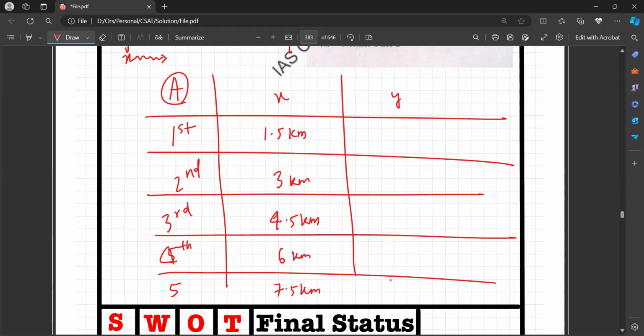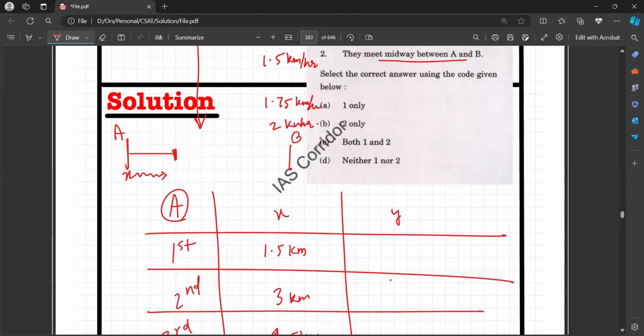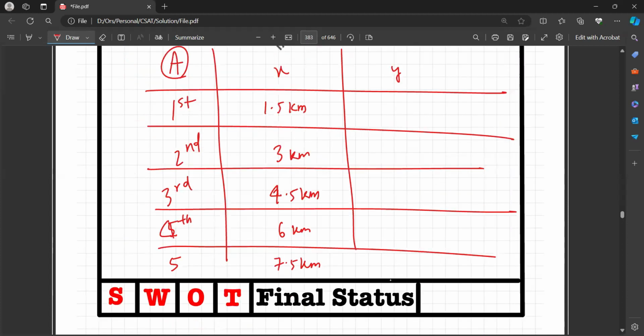Got it? Now, similarly, Y will come at which speed? Y initially starts at 1 kilometer. If Y moves at 1 kilometer per hour from B, that means he will travel 1 kilometer from B. Now from A it will be how much? 15 minus 1, that is 14 kilometer. Now the second hour he will go at a speed of 1.25 kilometer. That means earlier he went 1 kilometer, next 1.25 kilometer more will be subtracted. Yes or no? It will be even lesser.